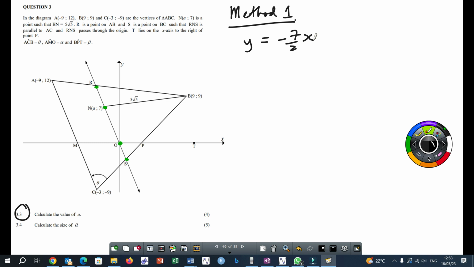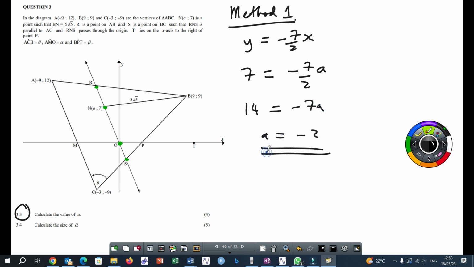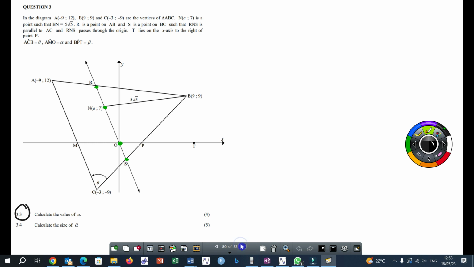So we want a, which is an x value, so put 7 there. This will be equal to -7/2 times a. Okay, x is equal to 8, so we'll get 14 equal to -7a, so a is going to be -2. Which makes sense because the point is in the second quadrant, so x has to be negative. Okay, so let's see method 2. Now method 2 is going to be a little bit longer.